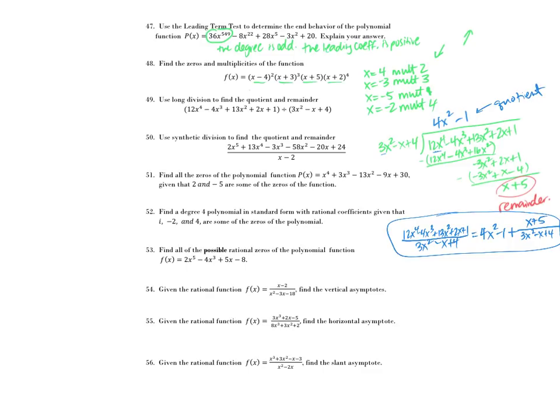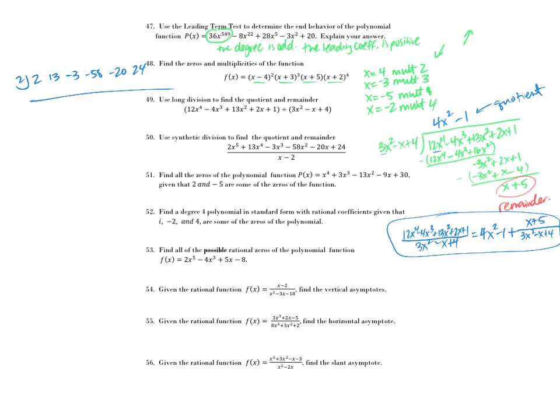Okay, then it says use synthetic division to find the quotient and remainder. Since I'm dividing by a linear term here, I can use synthetic division. So we've got 2, 13, negative 3, negative 58, negative 20, positive 24. And the 0 here is 2.